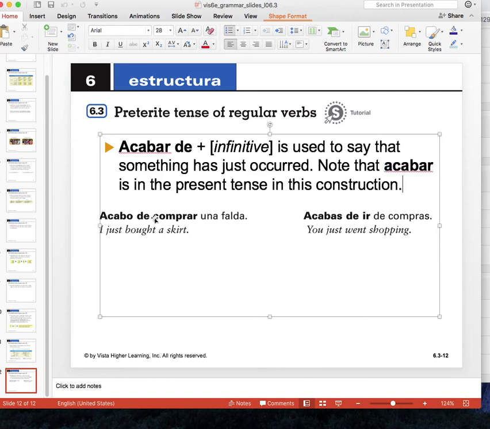So we can say, acabo de comprar una falda, and even though this is in the present tense, it's referring to the past. I just bought a skirt. Or for instance, you can say, acabas de ir de compras. You just went shopping. So this is something that happened in the very recent past.